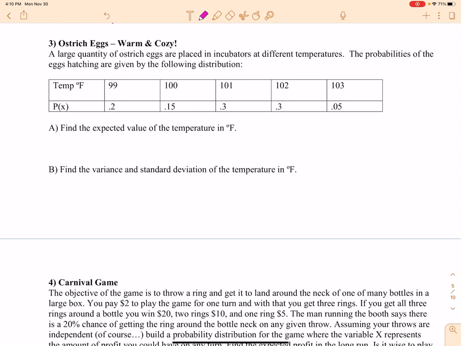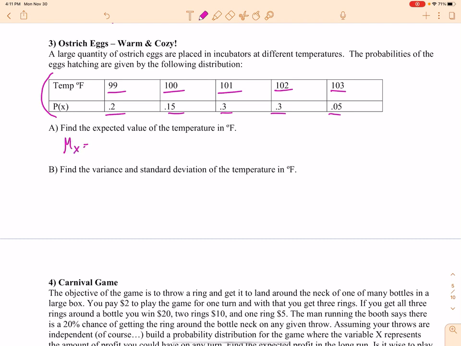Example 3, very similar to example 1. I have a table here that is a probability distribution for a discrete random variable. My discrete random variable is temperature in Fahrenheit. So we're looking at ostrich eggs. I know, everybody's favorite topic. You're welcome. A large quantity of ostrich eggs are placed in incubators at these different temperatures, and then the probabilities they'll hatch at those given temperatures are listed underneath. So find the expected value.